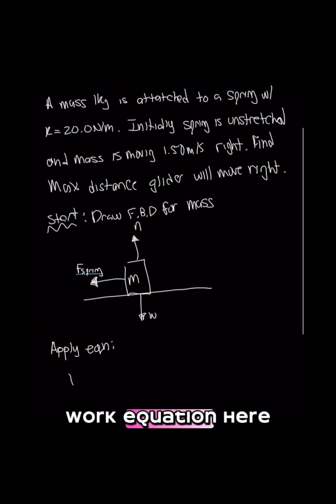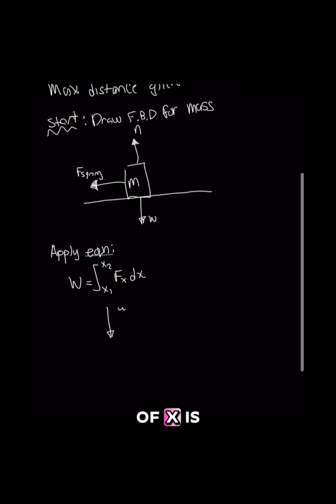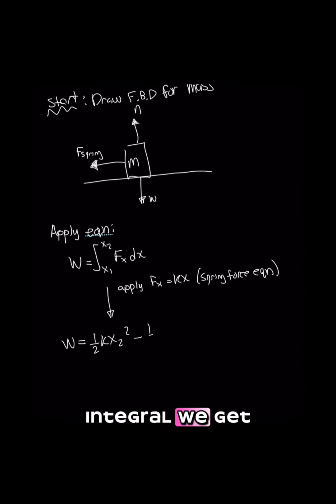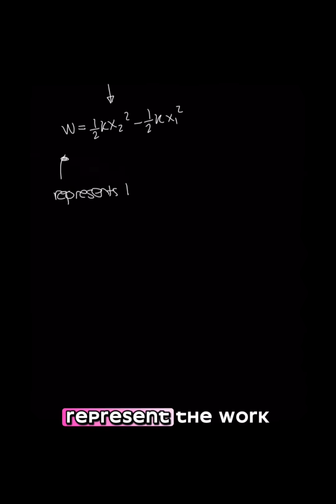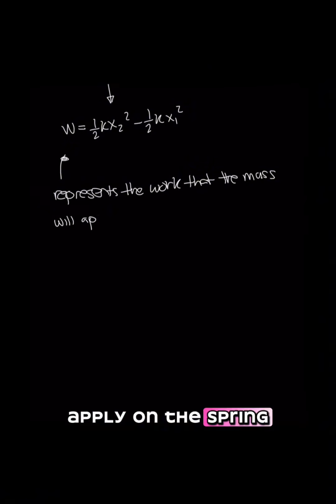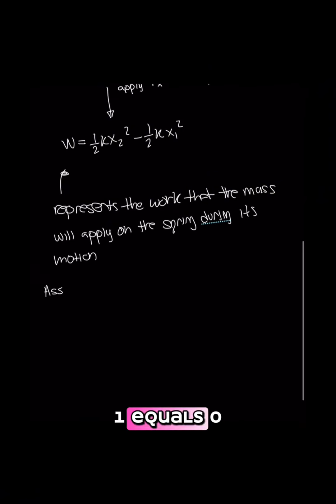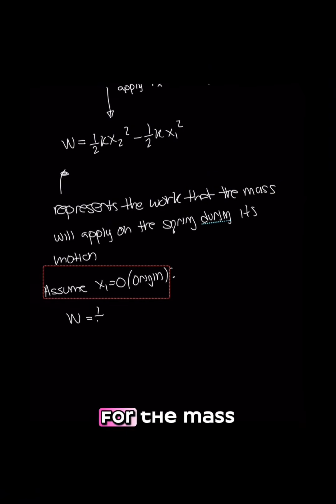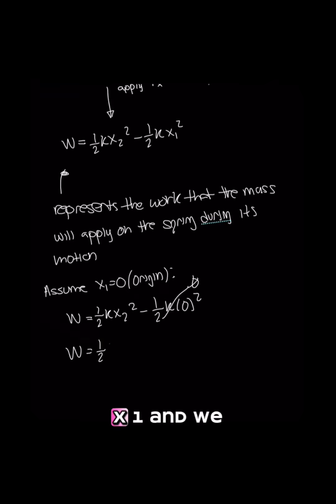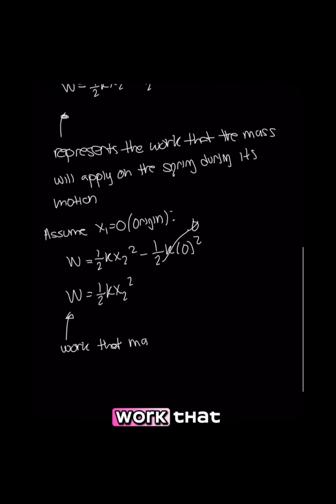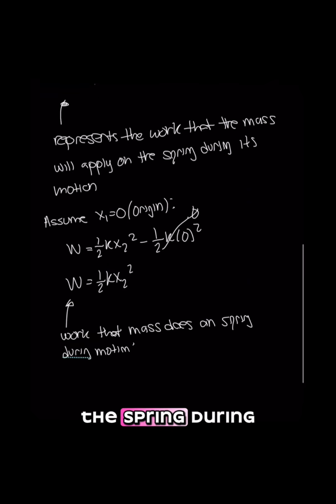Apply our general work equation here. We know that F(x) is equal to kx for the spring force. Plug that in, and if we compute the integral, we get this for the work. So this represents the work that the mass will apply on the spring during its motion. If we assume that x1 equals 0, the origin position for the mass, we can plug that in for x1, and we just get this. So this is the work that the mass does on the spring during the motion.